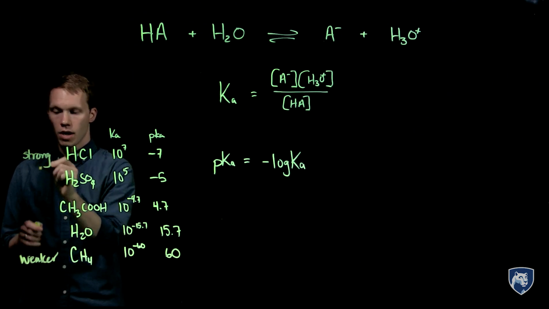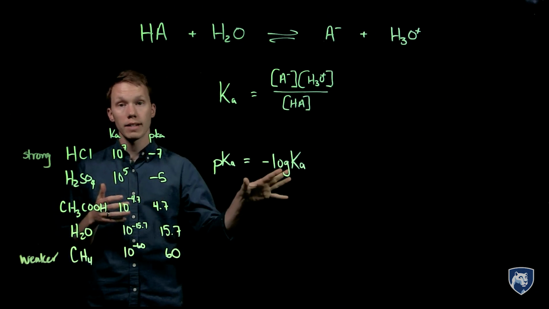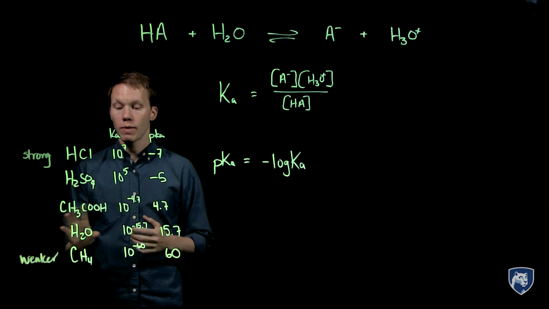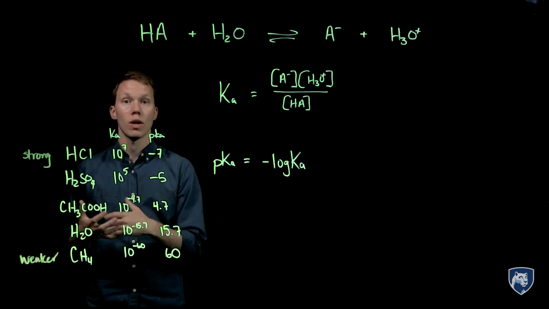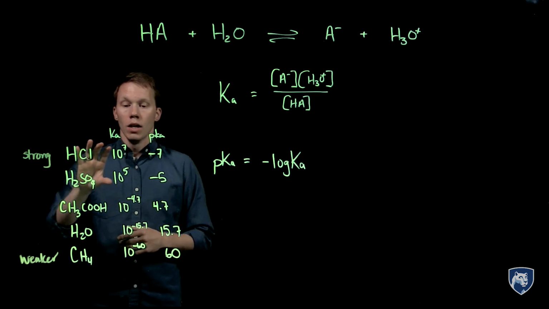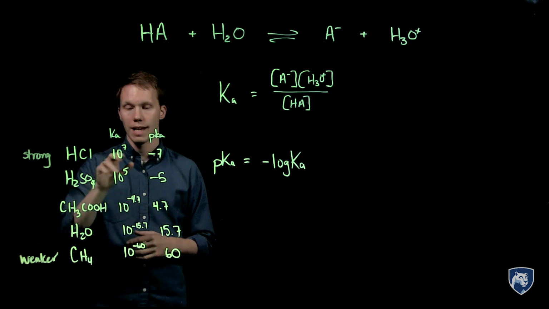Okay, so we have product-favored with very large Kas, indicating complete dissociation for the strong acids. And then as we get weaker, we get much less dissociation, a much more reactant-favored process there. So as the Ka gets smaller, weaker acid, stronger acid as it gets larger.